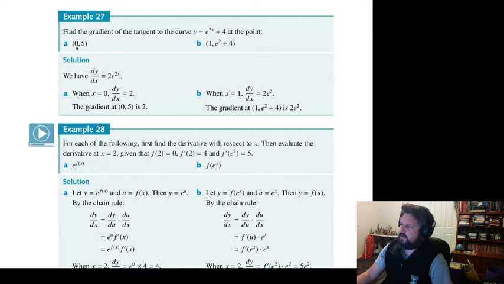So what we're going to do is substitute in 0 into the derivative, and we find out that it is 2. So writing out what the gradient is at that particular point, you can say it is 2. Same difference here.